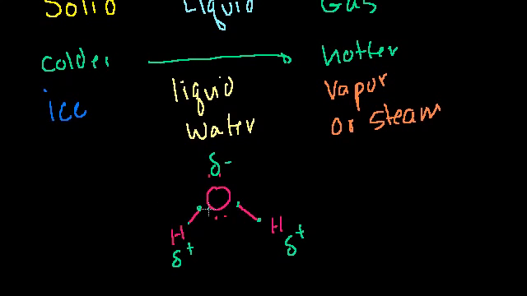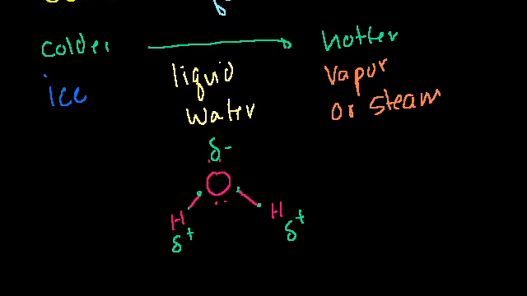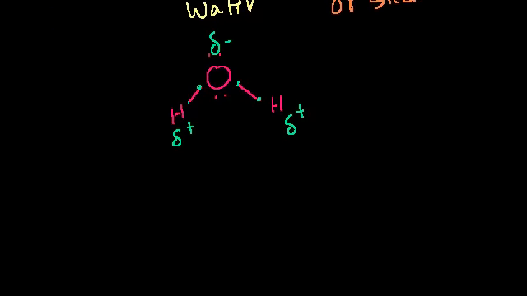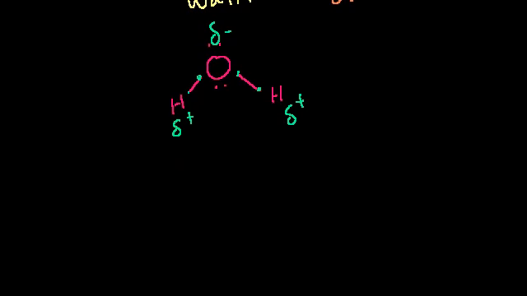Now, if these molecules have very little kinetic energy, they're not moving around a whole lot, then the positive sides of the hydrogens are very attracted to the negative sides of oxygen in other molecules. So let me draw some more molecules. When we talk about the state of matter, we actually think about how the molecules are interacting with each other, not just how the atoms are interacting with each other within a molecule.